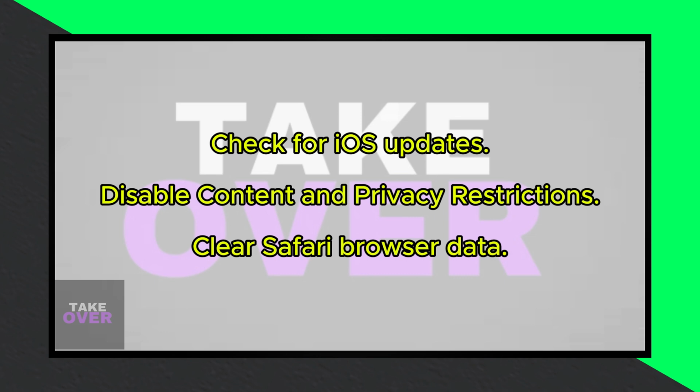Disable content and privacy restrictions if the problem persists. Navigate to Settings, Screen Time, Content & Privacy Restrictions, and disable it.